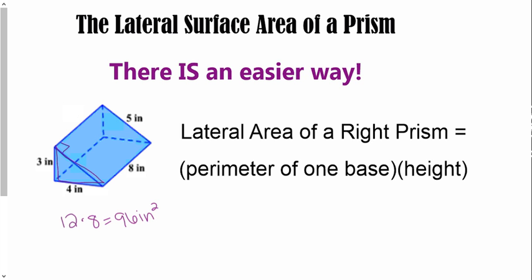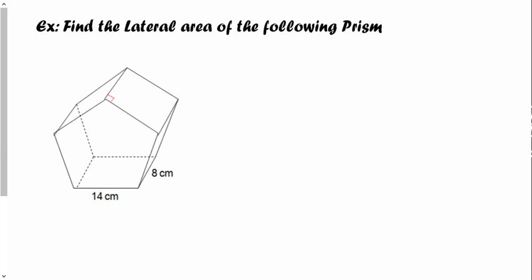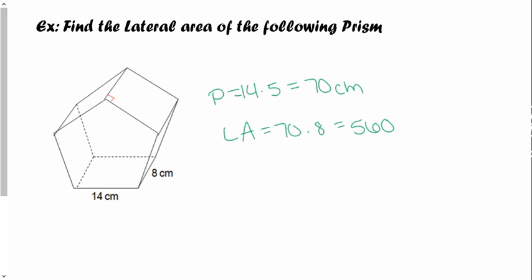So before we got 560 square centimeters. So let's try it again now that we know our shortcut. So we know all 5 of these sides are 14. So to find the perimeter, we do 14 times 5, which is 70. So this is 70 centimeters. So now to find the lateral area, we take the perimeter times the height. And 70 times 8 is 560 centimeters squared, which is exactly what we got before.